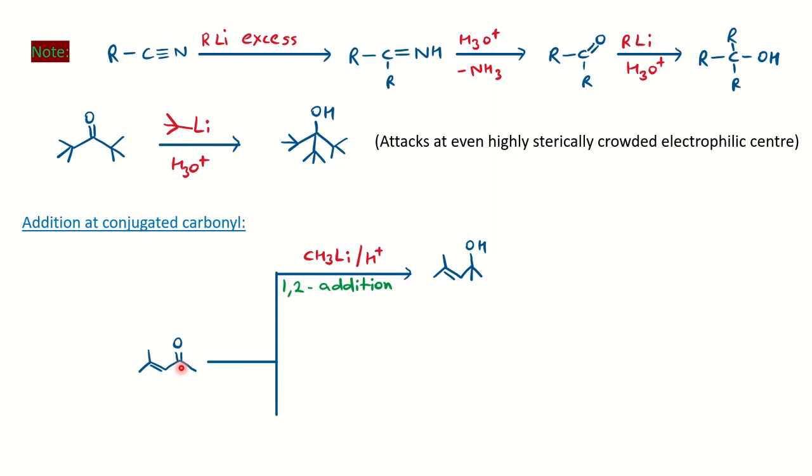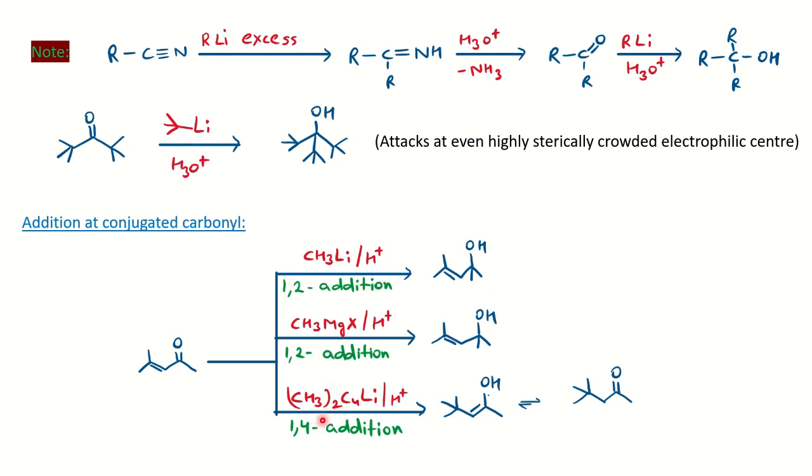So here we know that whenever conjugated carbonyls are given, two types of addition can take place: either 1,2 addition or 1,4 addition. You have to note down that whenever organolithium is present, the addition is 1,2. So it directly attacks the electrophilic carbon, and after hydrolysis it forms the alcohol. Similarly, Grignard reagent also shows 1,2 addition, and you can notice the same product here as well.